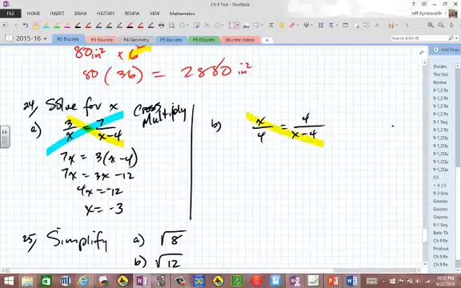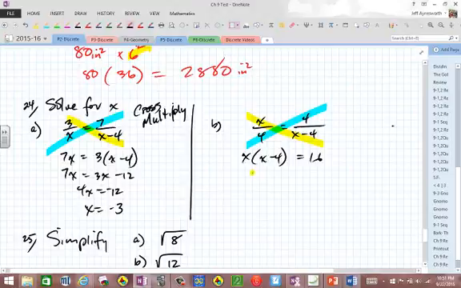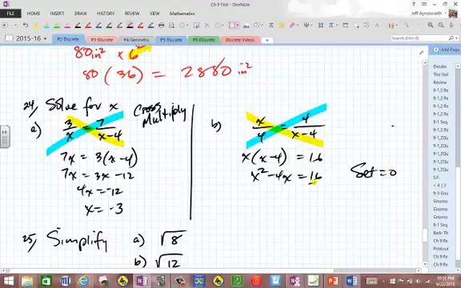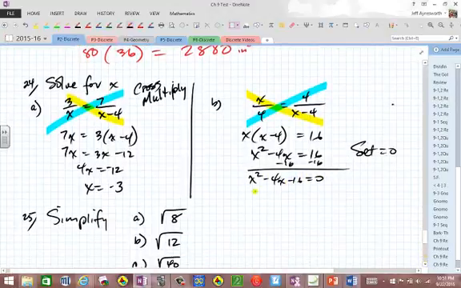Over here, a little bit more challenging. You've got to cross multiply here. So let's do it. You get x times x minus 4 equals 16. x squared minus 4x equals 16. Set equal to 0: minus 16, minus 16. You get x squared minus 4x minus 16 equals 0.